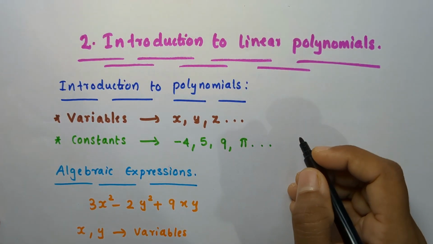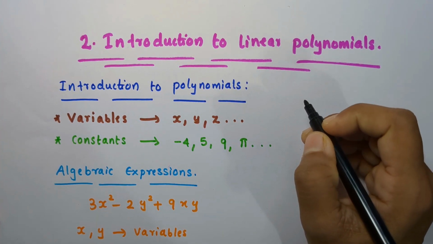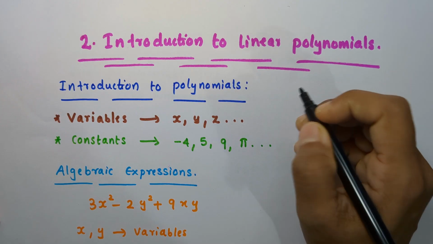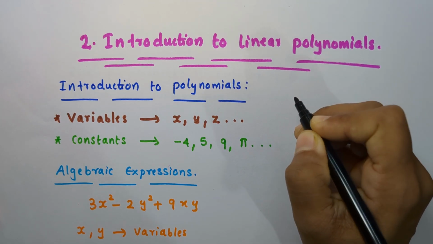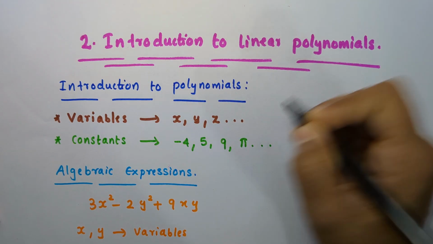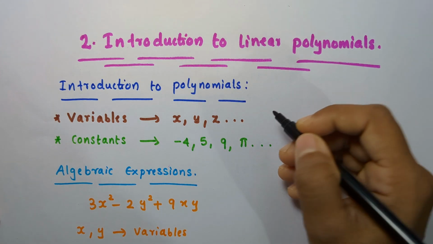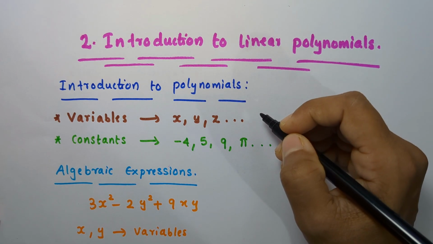Hello everyone, in this video we are going to discuss the introduction part of Chapter 2, Introduction to Linear Polynomials, from Class 9 Mathematics Ganita Manjari as per the new NCERT syllabus. In this video we will be discussing algebraic expressions, variables, constants, polynomials and the degree of polynomials, term, coefficient of a polynomial, as well as the classification of polynomials on the basis of degree of variables, such as constant polynomial, linear polynomial, quadratic polynomial, cubic polynomial, etc.